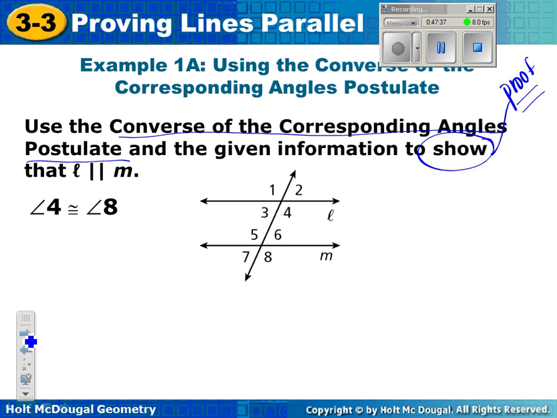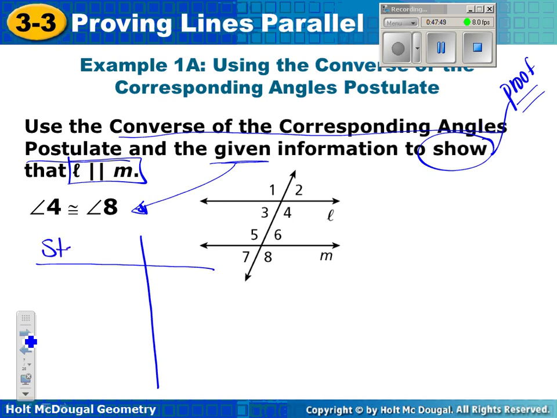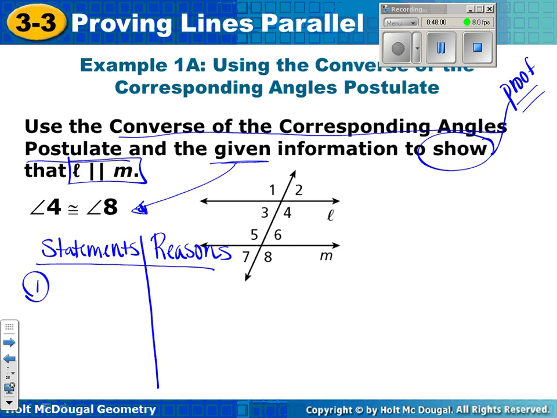They want you to prove that L is parallel to M, and you are given that 4 is congruent to 8. Okay, so you're going to write a little 2-column proof here. Write out your word statements and reasons. Number 1, what are we writing down for the given? Good. 4 is congruent to 8. So angle 4 is congruent to angle 8. And what's the reason? Given.